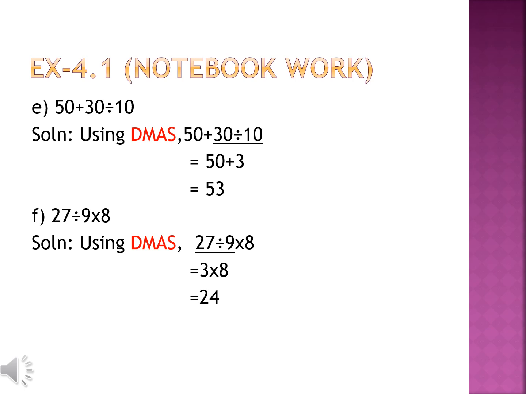Now let's move on to the F part. 27 divided by 9 multiply 8. So two operations, division and multiplication. We have to see the preference, DMAS, division and then multiplication. So division first of all. So I have underlined 27 divided by 9. In the next step, divide 27 by 9 on the rough side and write down the answer in the next step, and the answer is 3. Multiply 8. So we have written multiply 8 after that. 3 multiply 8 is 24. So 24 is the final answer.